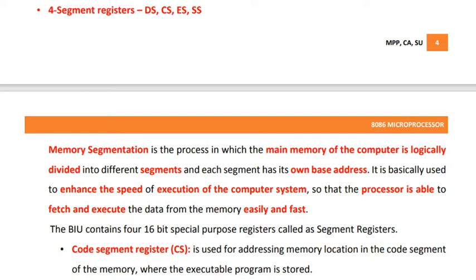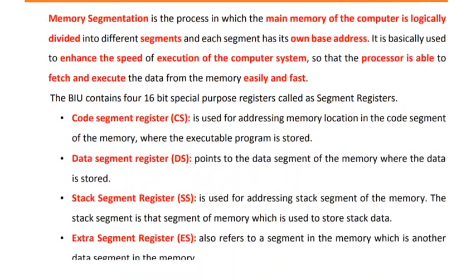Now, the purpose of these 4 segment registers, that are DS, CS, ES and SS, is to store the base address of the logical segment that belongs to a particular program. Again, I'll repeat it. The purpose of these segment registers is to store the base address of the segments belonging to a program. This is basically used in order to enhance the speed of execution of computer systems so that the processor is able to fetch and execute the data from the memory easily and at a faster rate.